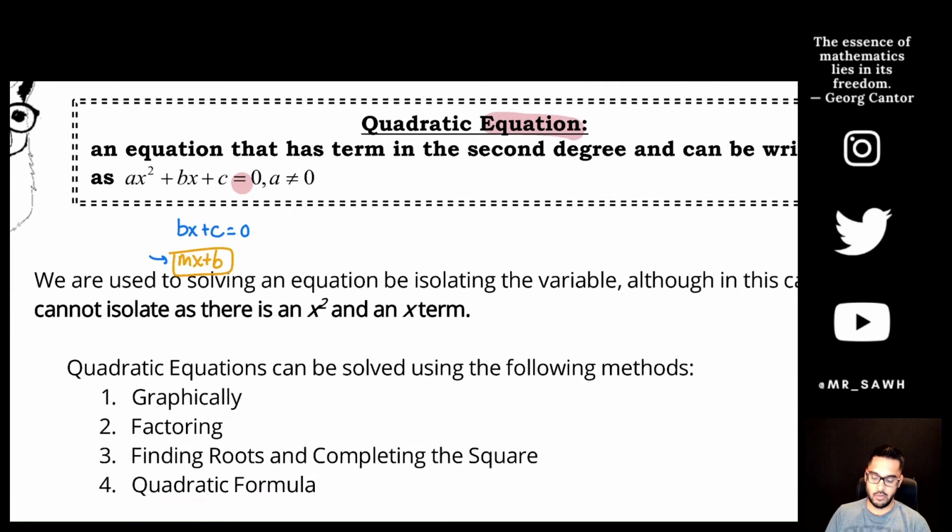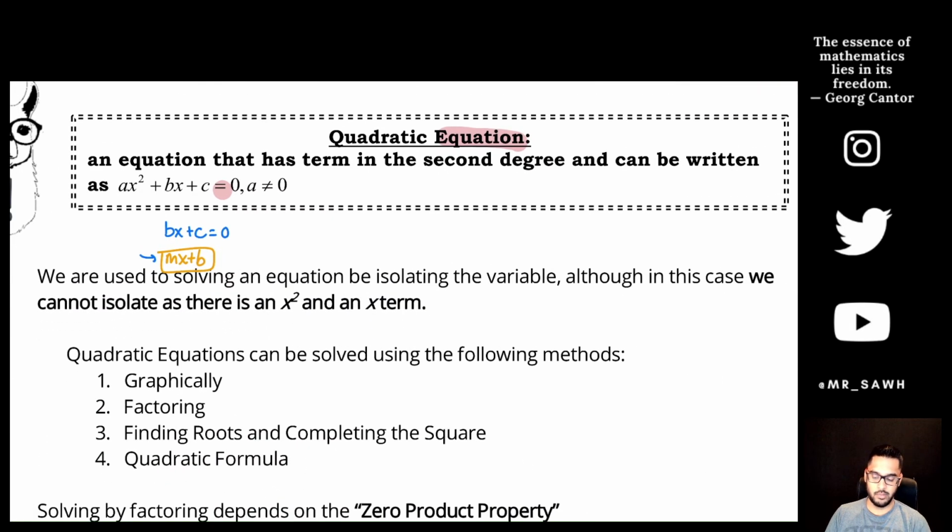Now we're used to solving an equation by isolating the variable. The problem here, you can't isolate it because there's an x squared term and an x term, and you know those can't be put together, right? They're not like terms anymore because the variables are different. They're in different powers. They have different degrees. So we can't add them up. But there is still a way that we can solve them.